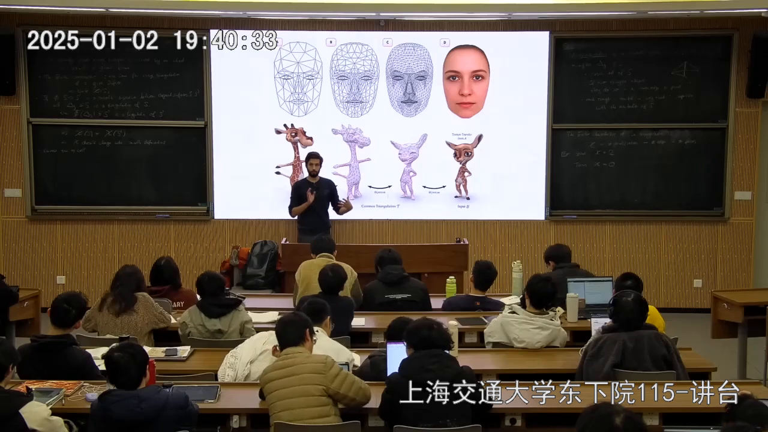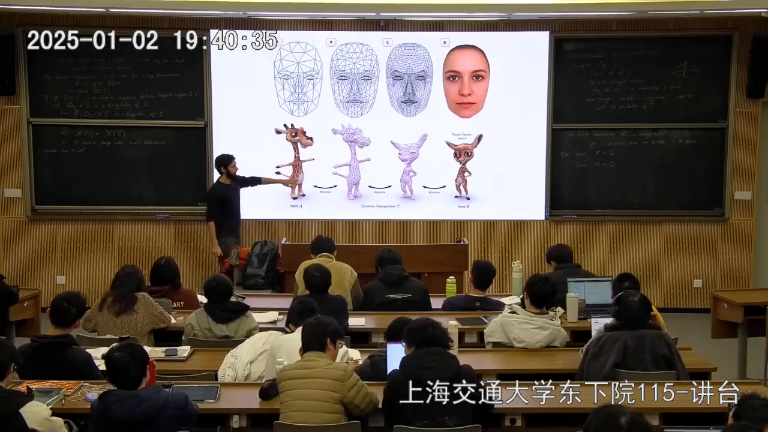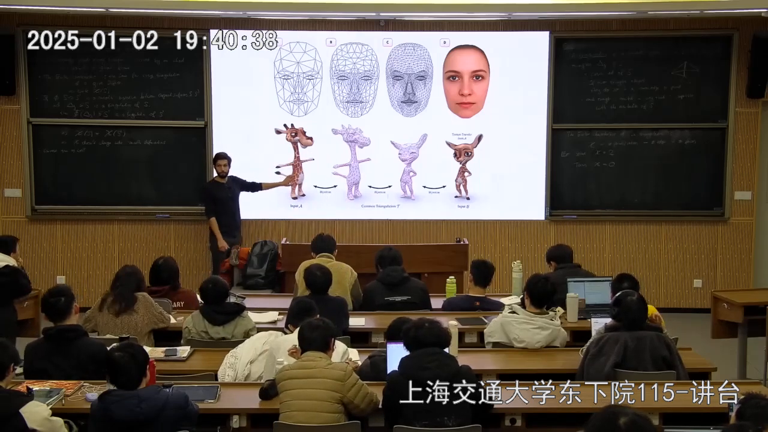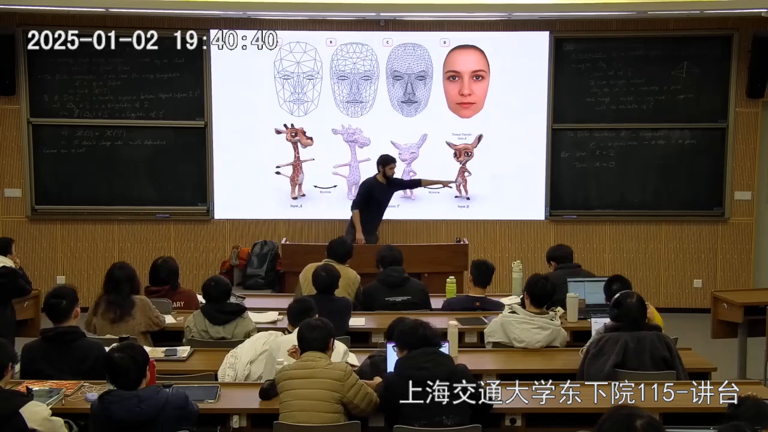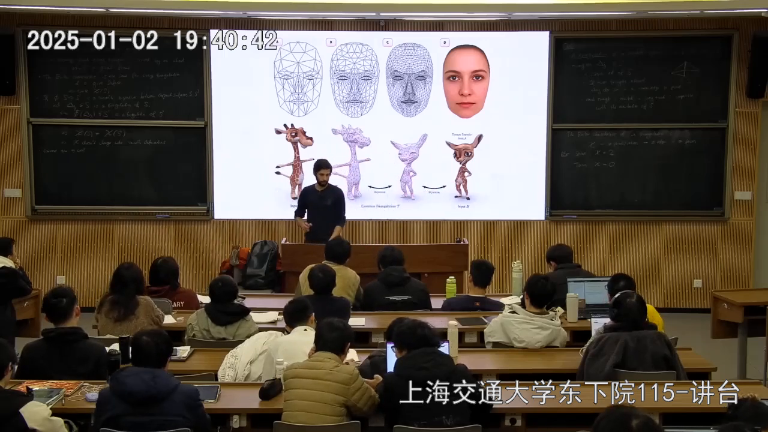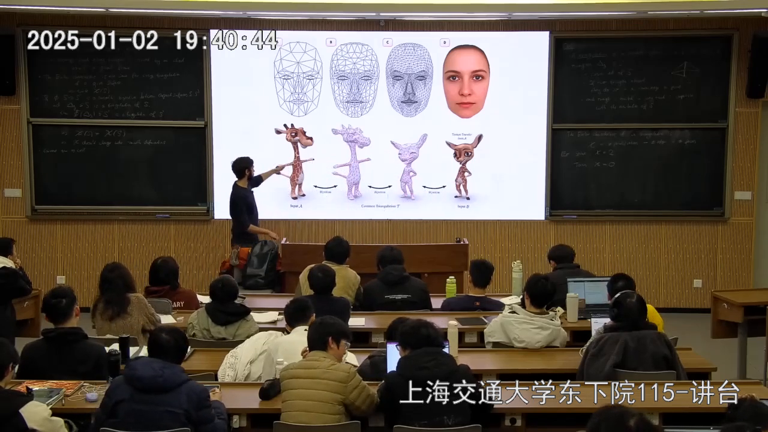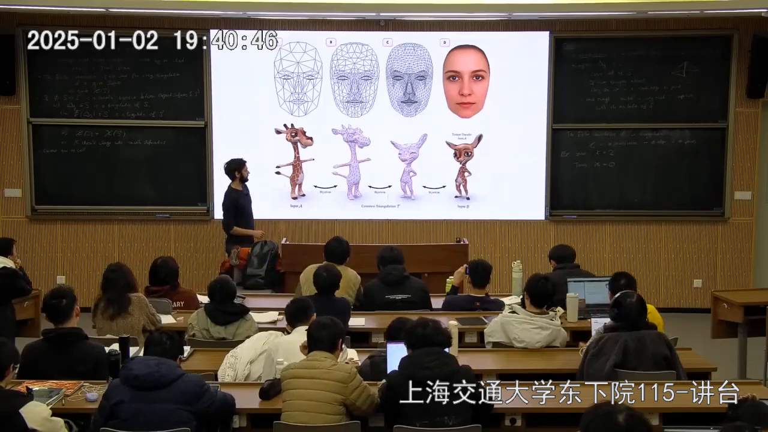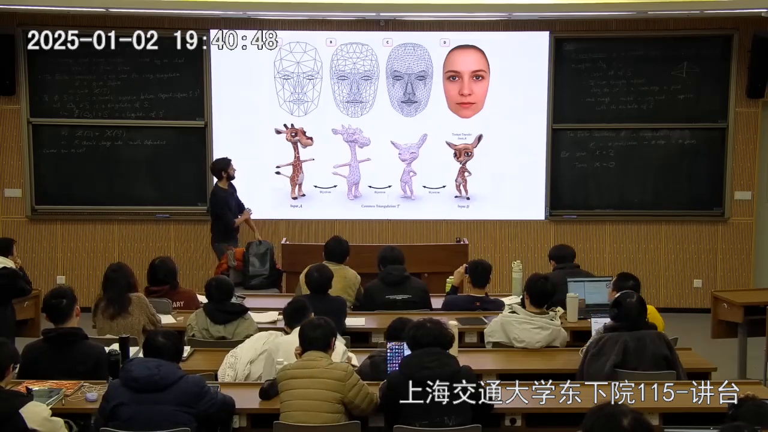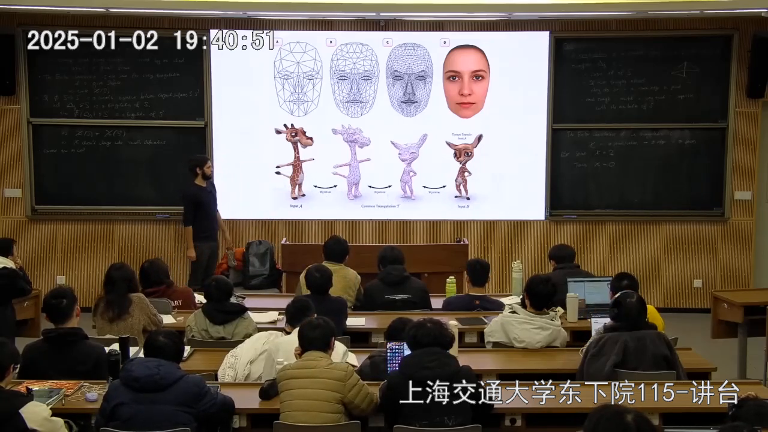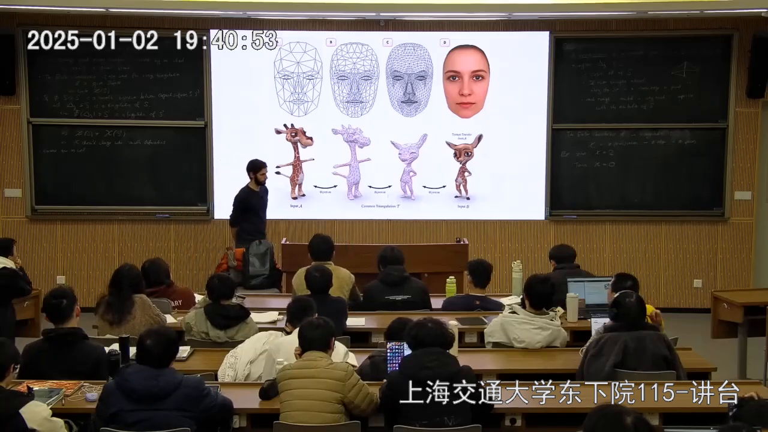And if you have a nice bijective map, you can map the texture from this one object onto here to get the texture transferred from this giraffe to whatever other animal that is over there. So that's one way to use that, for example, in computer vision.